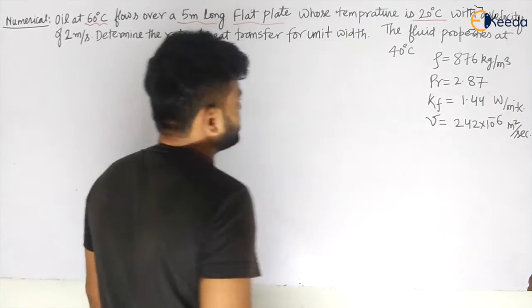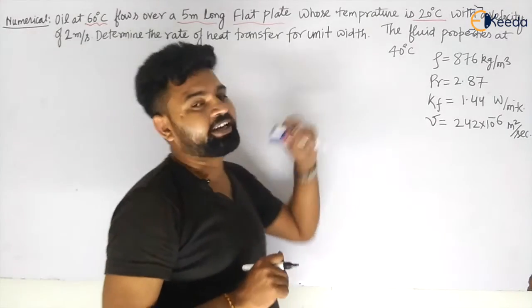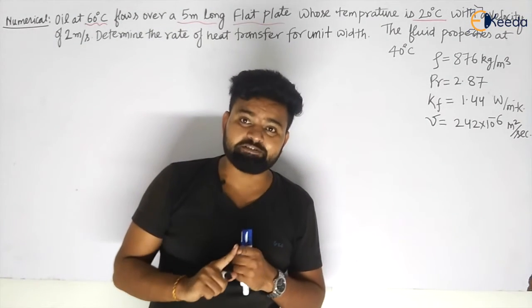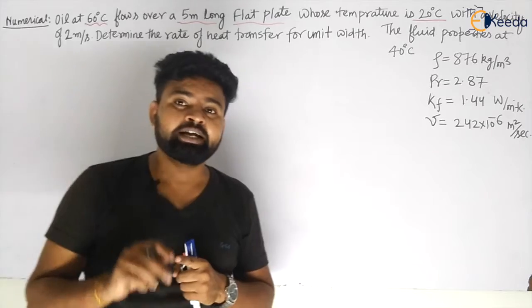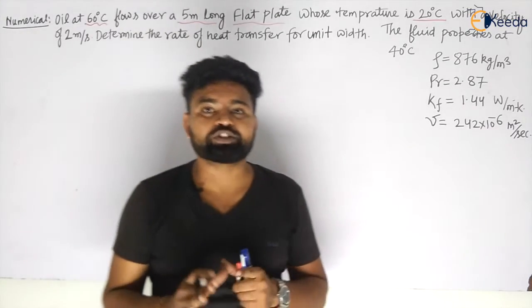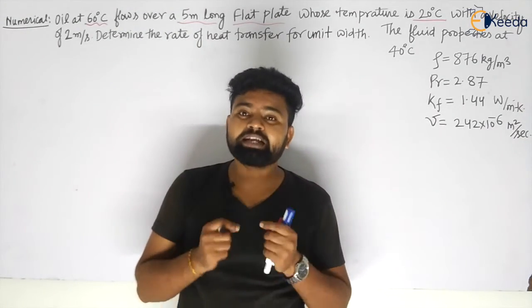For unit width, the fluid properties are given at 40 degrees. Why have they given them at 40 degrees? Because they have considered the mean temperature, and all the properties in these kinds of questions will be given to you at the mean temperature, my dear students.